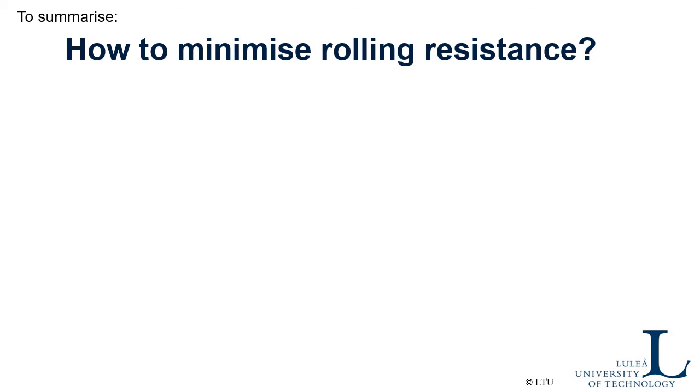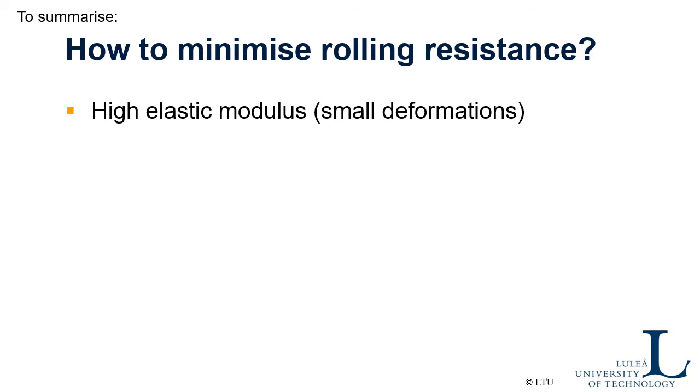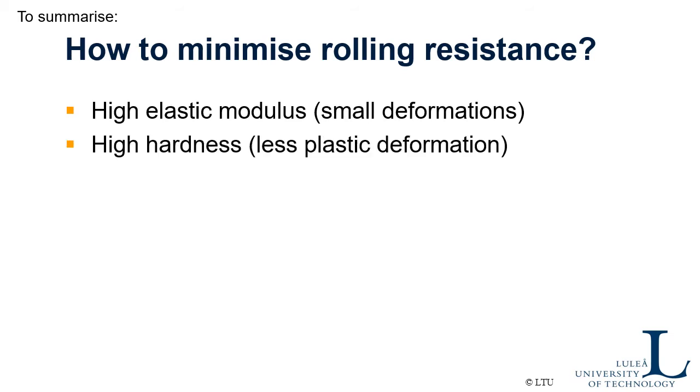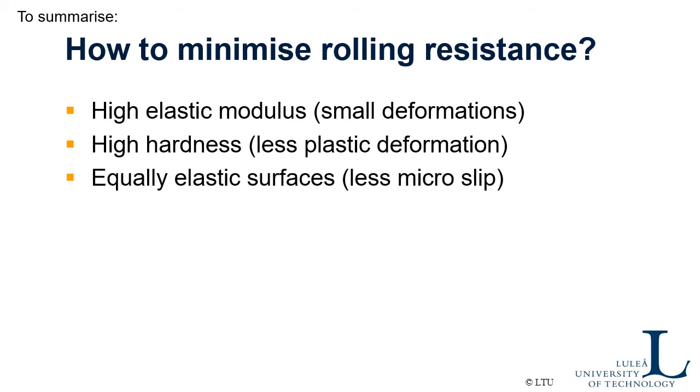Well, what can we do then to minimize rolling resistance? Well, we can have a very high elastic modulus. That means that you have a small deformation, and that minimizes the microslip. You may have very high hardness of the two surfaces, and that means that you don't get any plastic deformation, not of the ground, of the road, of the counter surface, not of the wheel either. You may have equally elastic surfaces. That will also give an effect of less microslip.